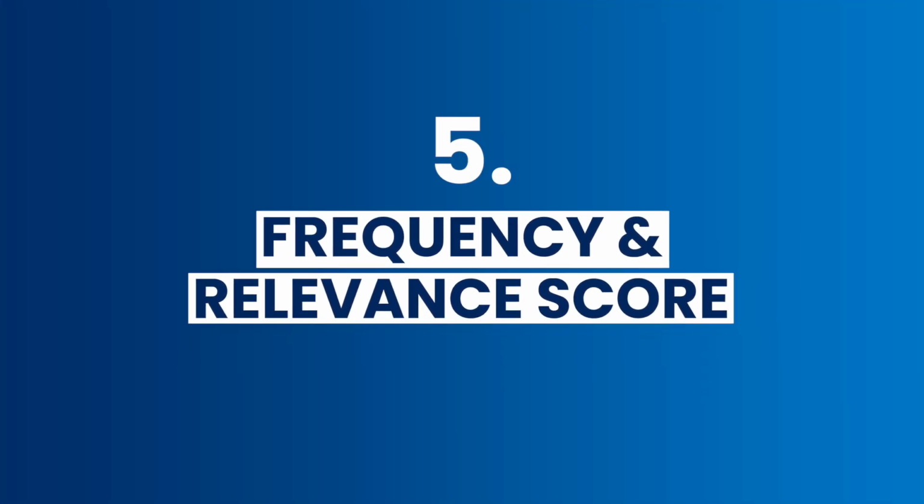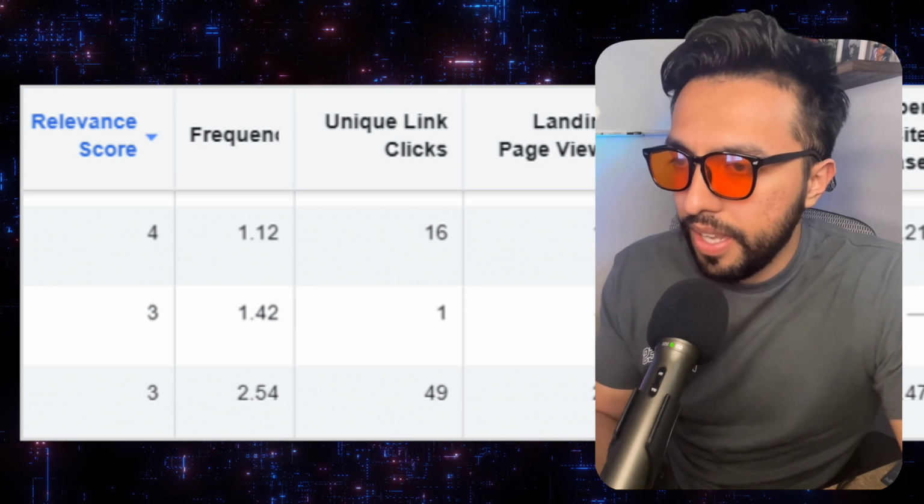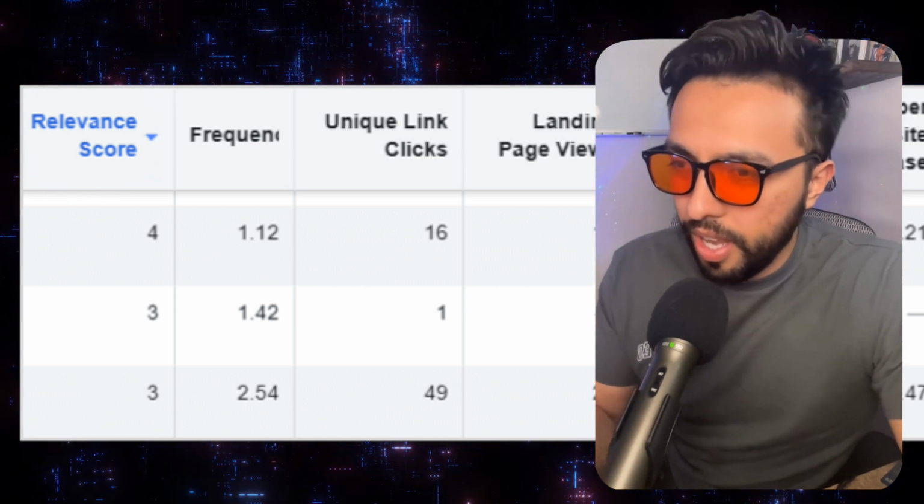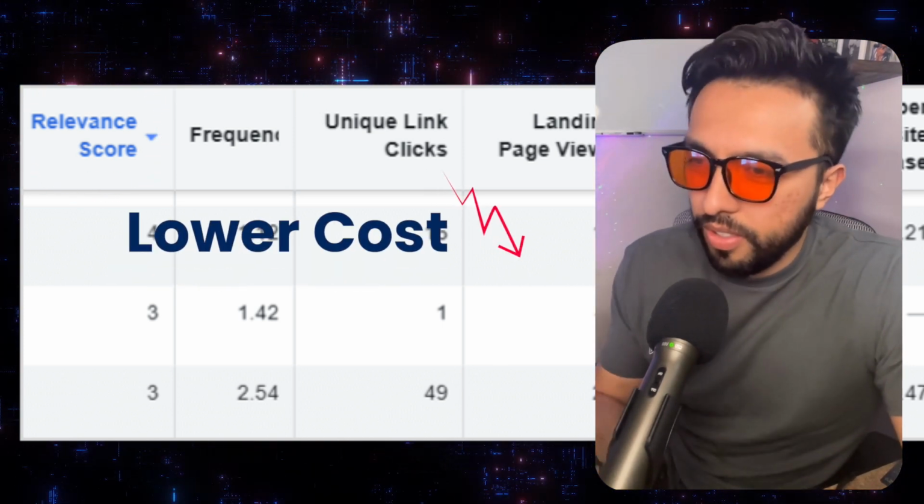But here's what most people miss. Monitor frequency to avoid ad fatigue and watch that relevance score. A high relevance score means lower costs and broader reach. These are your early warning signals.